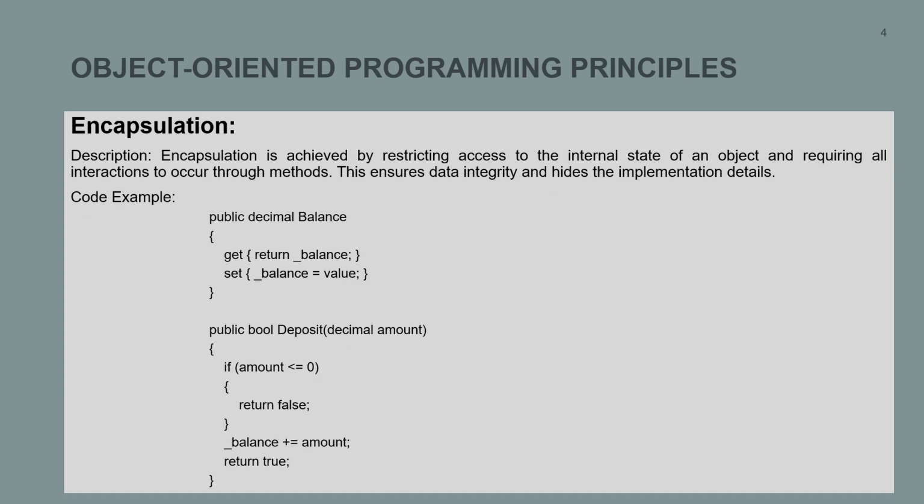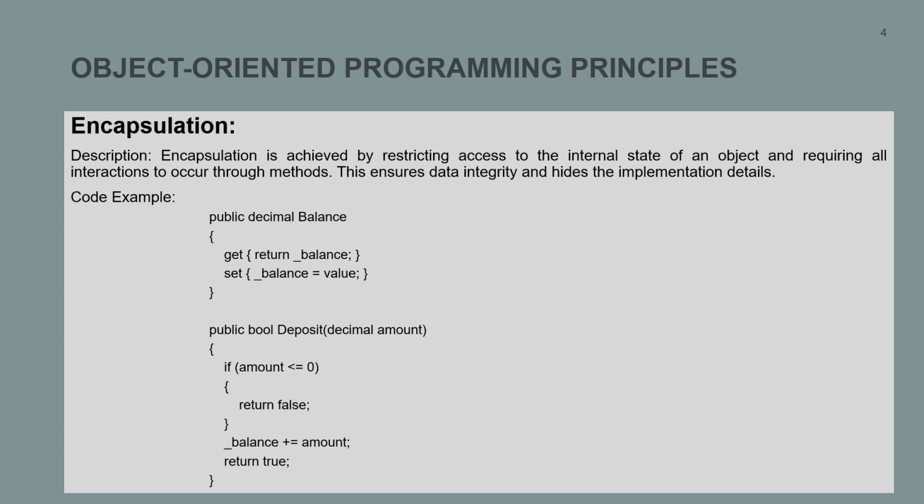Next, we have used encapsulation by restricting access to the internal state of an object and requiring all interaction to occur through methods. For example, the Account class has private fields for account balance and account number, which can only be accessed and modified through public methods like deposit and withdraw. This ensures data integrity and hides the implementation details from the user.